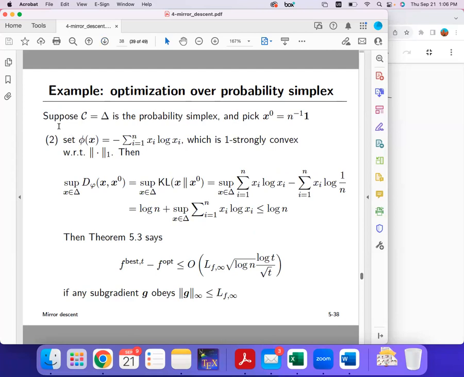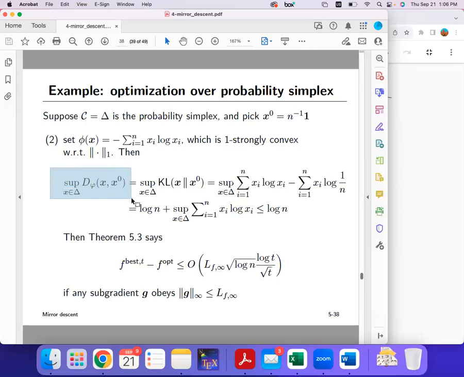But in the second case, we can also choose a different phi function, which is the negative entropy. And we define phi to be this one. And it can be shown that this function is 1-strongly convex with regard to the L1 norm. Okay, not L2 norm, with regard to the L1 norm.